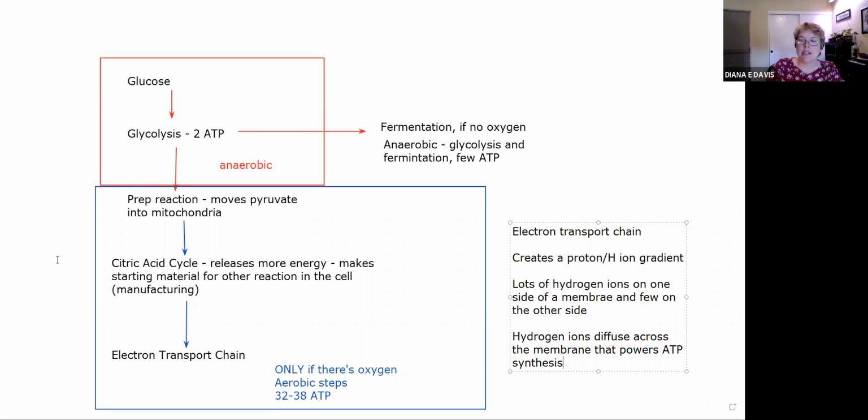So let me clear it. Has everybody taken a picture if you want one? Yeah. Okay.